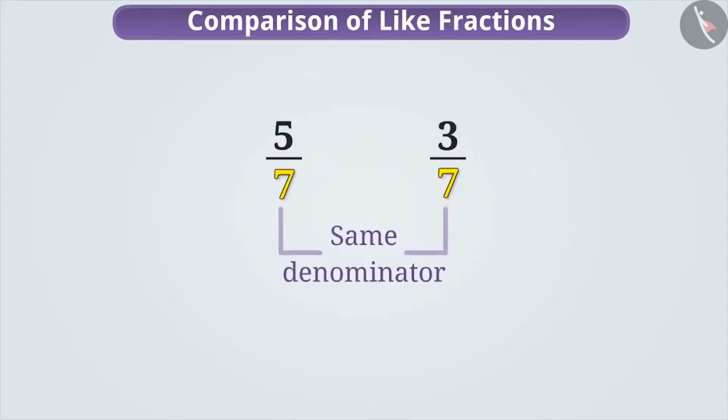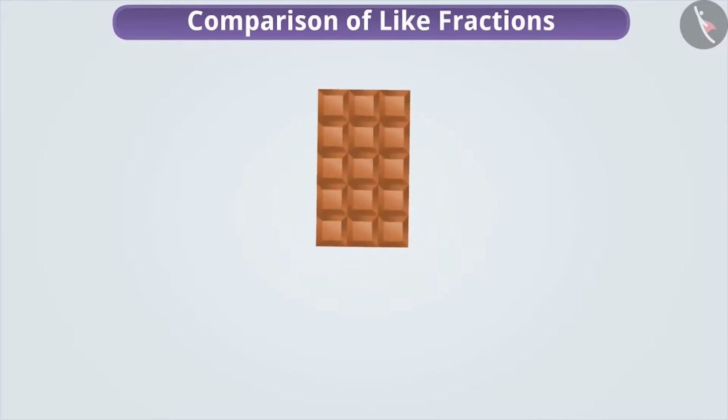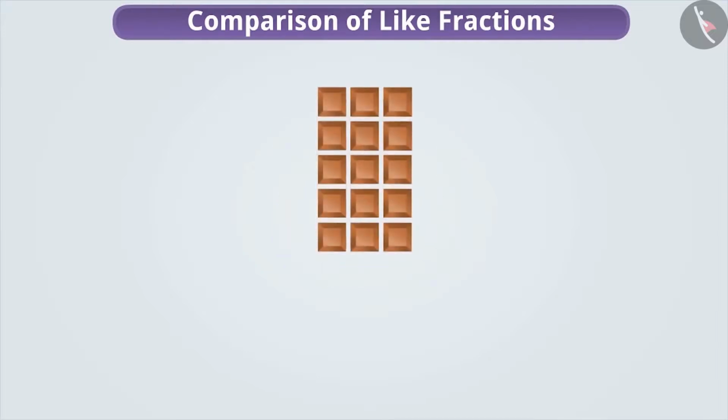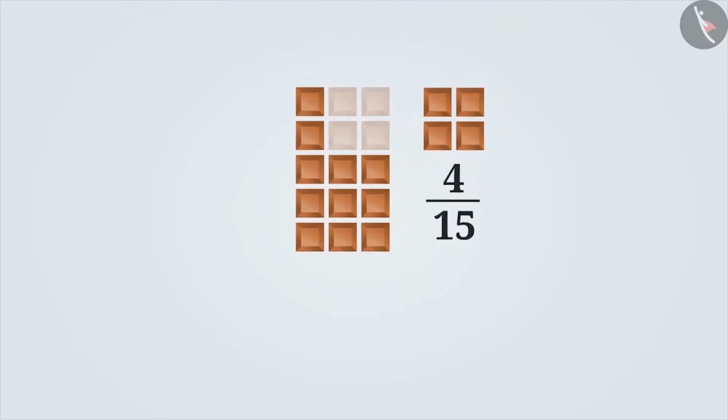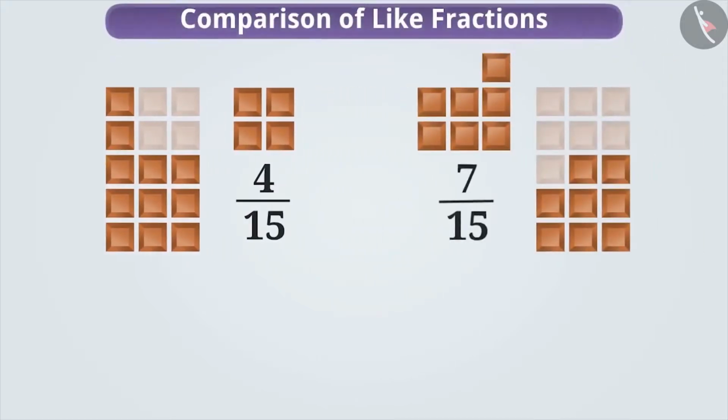So let's first understand how to compare like fractions. Fractions whose denominators are equal are called like fractions. Here is one chocolate. We have made 15 equal parts of it. If we take 4 parts from it, then the fraction will be 4 by 15. Similarly, the fraction of 7 parts will be 7 by 15.